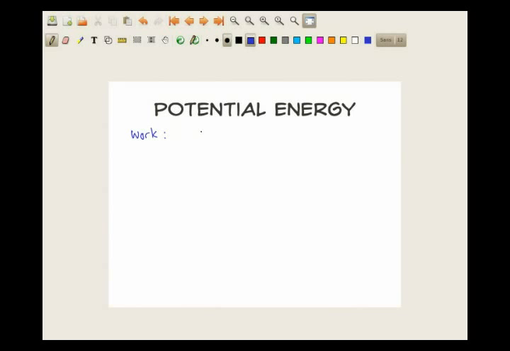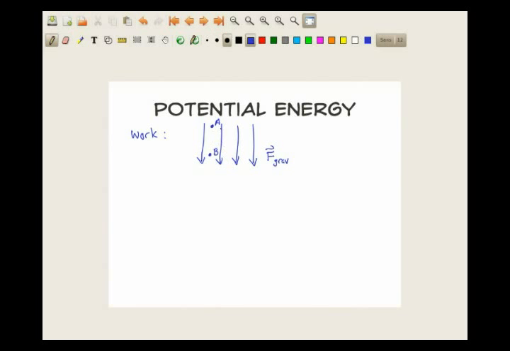So for instance, imagine we have a force field, like gravity. Here I draw the lines of force pointing down. Here's the force due to gravity. And we have a point up here, A, and a point down here, B.